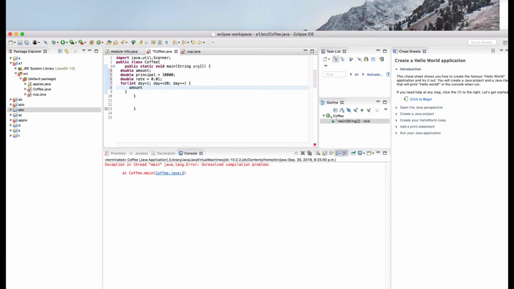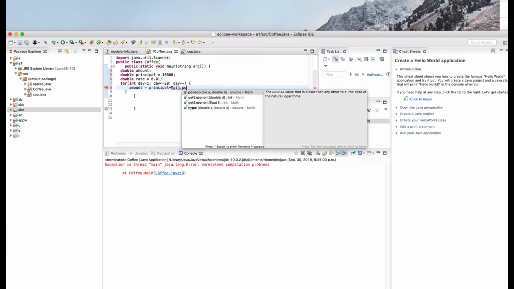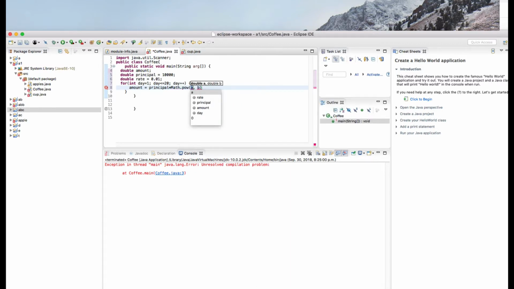Amount is equal to principal times Math.pow. In the power function, I put 1 plus rate. Since I put it in a small letter over there, I have to do the same thing: rate. 1 plus rate, and the power is going to be day. And finally we are going to print out the increment.